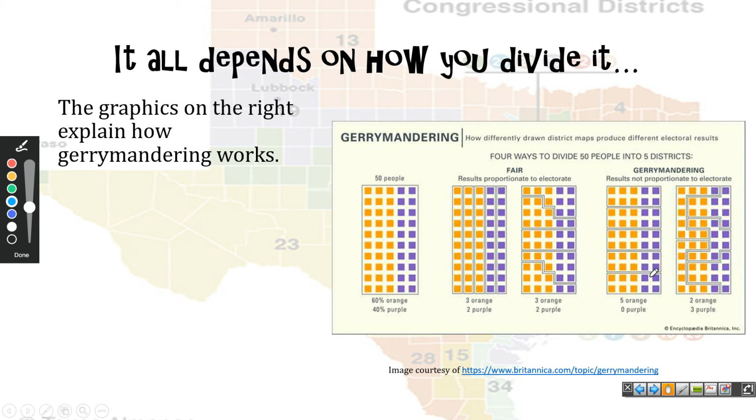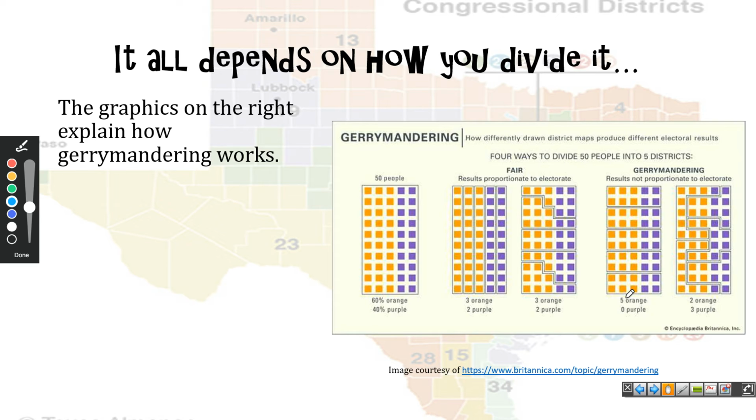But the problem is each of those areas has 6 orange squares and 4 purple squares. So you end up having the 6-4 victory for the orange in all 5 districts. So this state would send 5 members of the orange party and 0 members of the purple party to the state legislature or the national legislature, whichever one you're talking about.